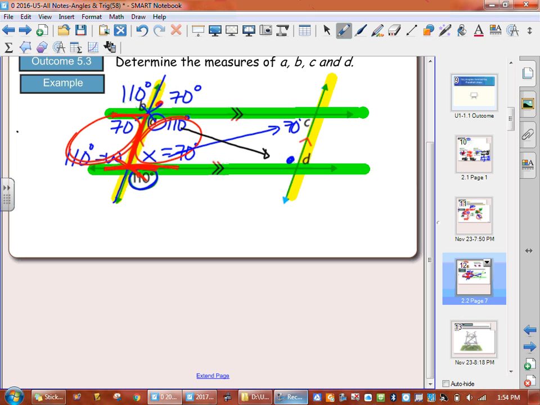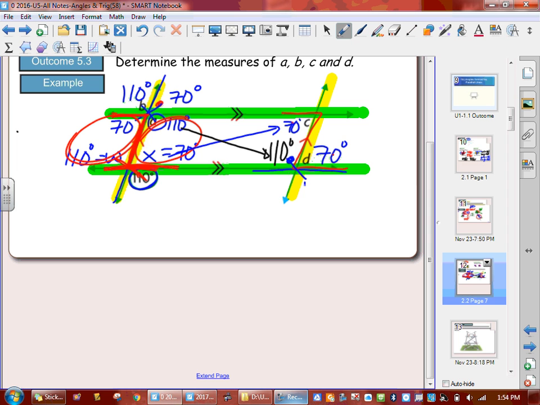Okay? Now, D is going to be how big? 70. Now, what rule can we use to prove it? 180. These two make 180. What else could I do? The Z. Good job. I could use my interior alternates, the Z rule. Many different rules to find every angle. Okay? So now this guy across will be 110. This guy across will be 70 degrees.